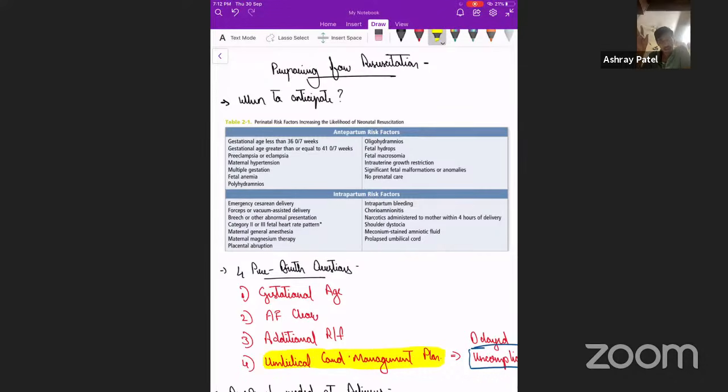Okay, and everyone has to be thorough in NRP. They should have an NRP certificate and they need to be trained. So a trained personnel should attend every delivery.